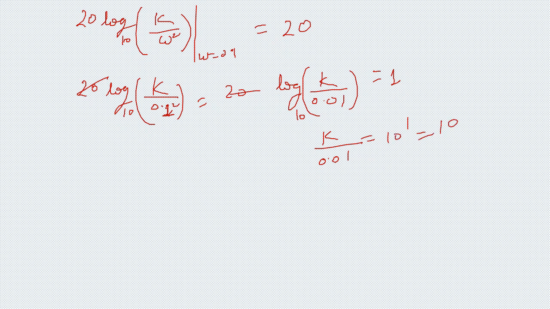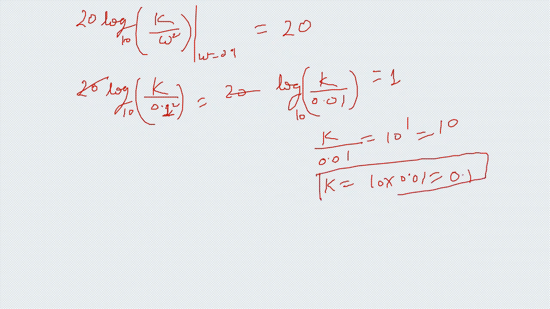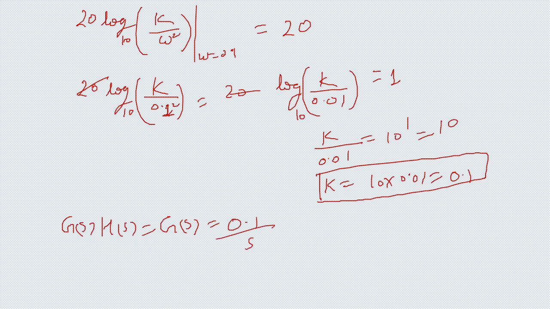So now from here you know that k is equal to 10 into 0.01, which is equal to 0.1. So we have got the value of k now. Once we have the value of k, we now have G(s)H(s), or simply G(s), equal to 0.1 over s squared. So now we have got the value of G(s)H(s). What will be our next step? The next step will be to evaluate the error.